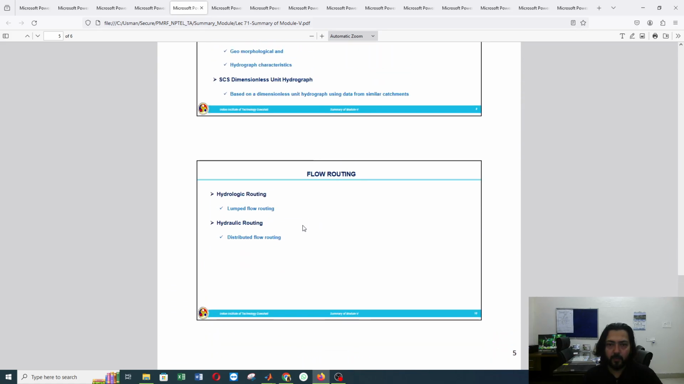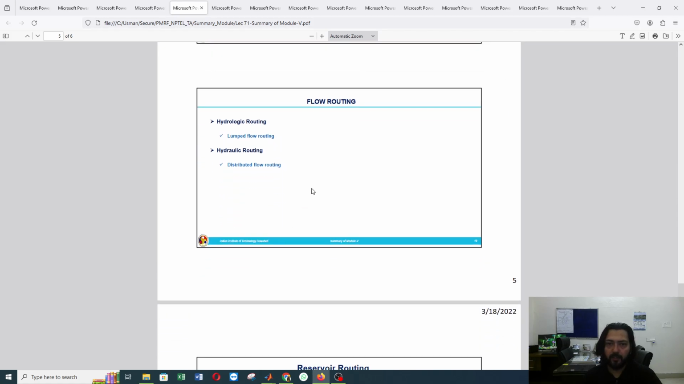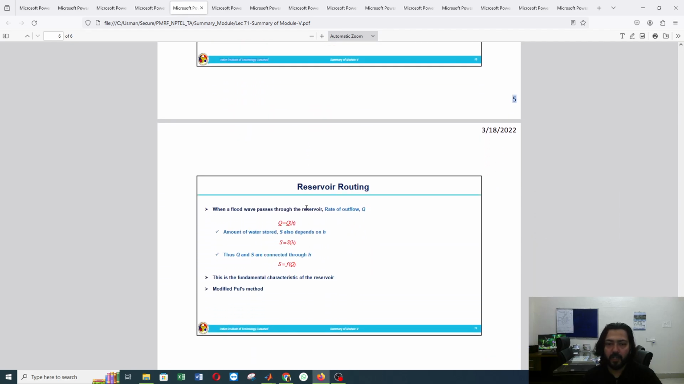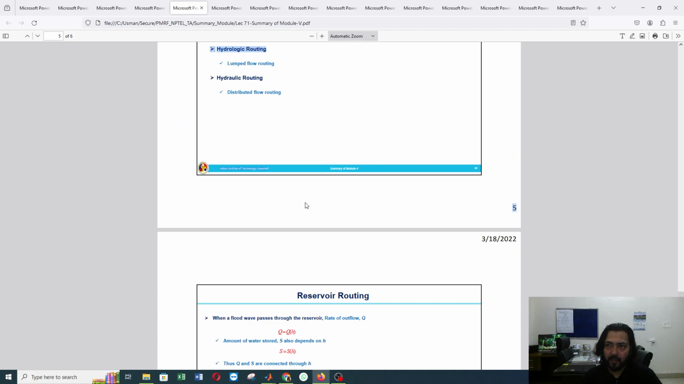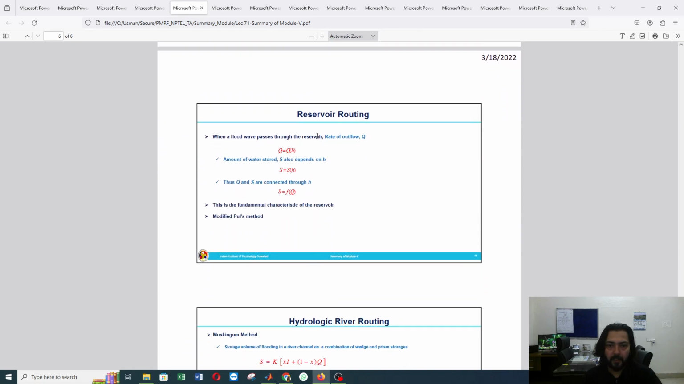Then we started exploring flow routing techniques. Flow routing techniques were divided into hydrologic routing and hydraulic routing. In hydrologic routing we studied the lumped flow routing technique, and hydraulic routing is called the distributed flow routing technique. In flood routing we mostly talked about hydrologic routing, which is further classified into reservoir and channel routing, right? For reservoir routing we have studied one important method called the modified Puls method.